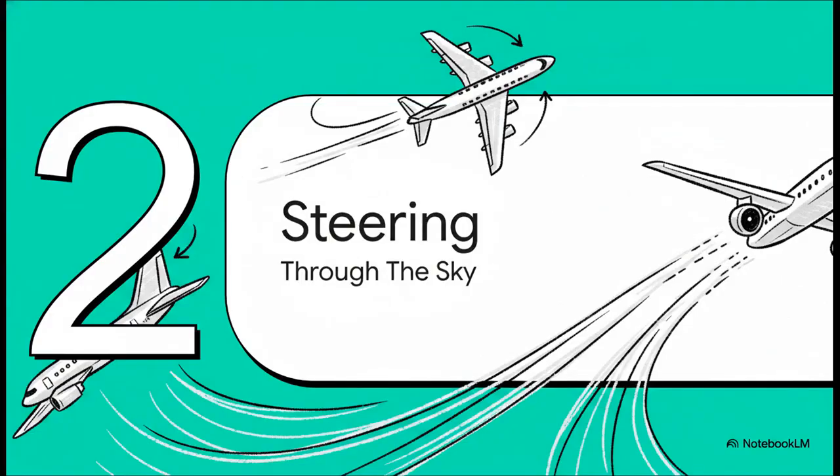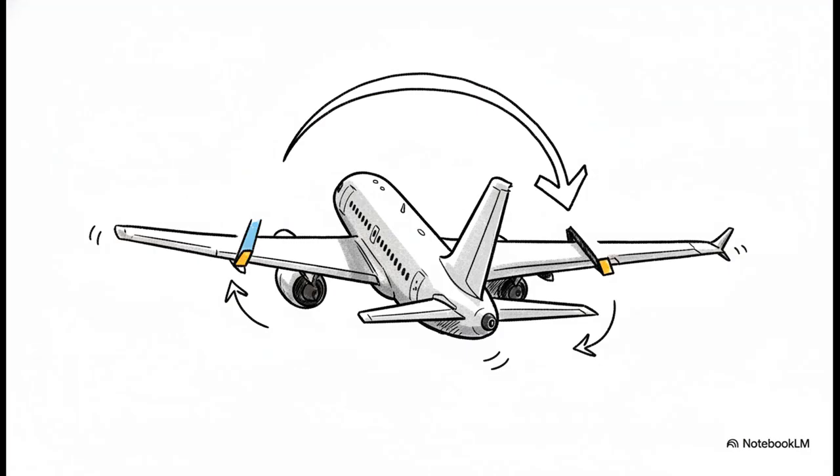Okay, so we're airborne, the hard part's over, right? Now it's time for the primary flight controls to take over and do the actual steering. First up, how do you bank the plane? That is the job of the ailerons.